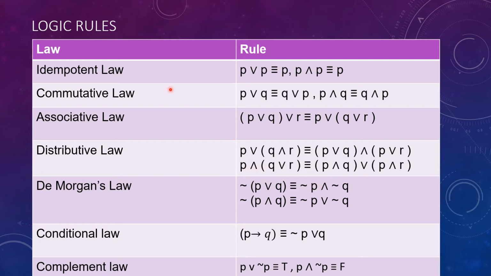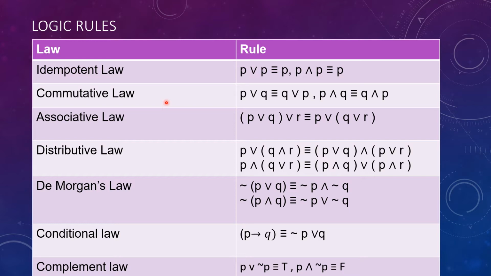So the very first law is commutative law. What do you mean by commutative law? Commutative law says, like in our addition we say a plus b is equal to b plus a, similarly here P or Q is equal to Q or P. Yes, I can change the order for the OR combination as well as AND combination. That is, P and Q can be written as Q and P. This law is called commutative law.